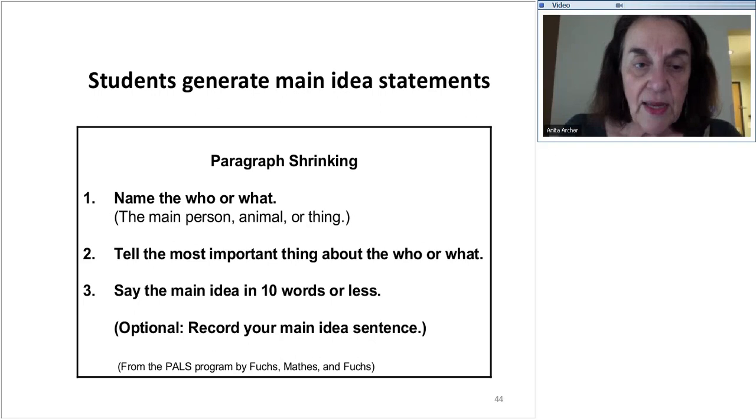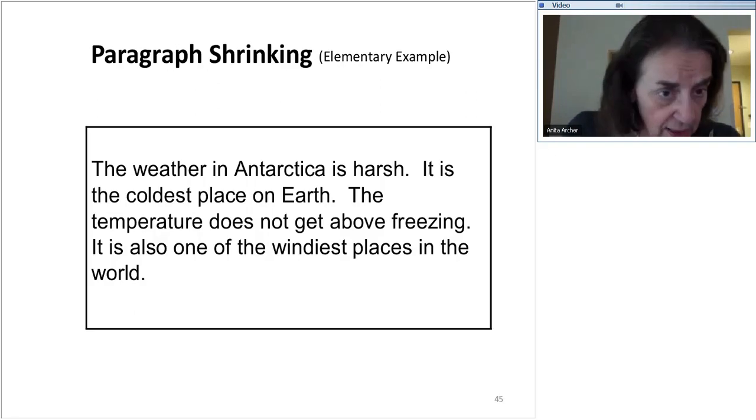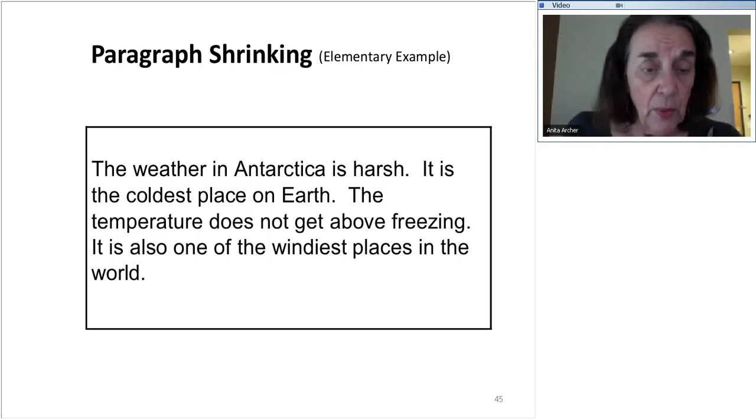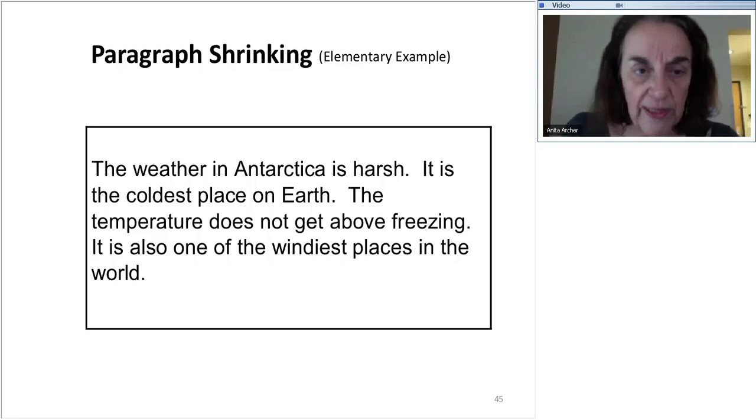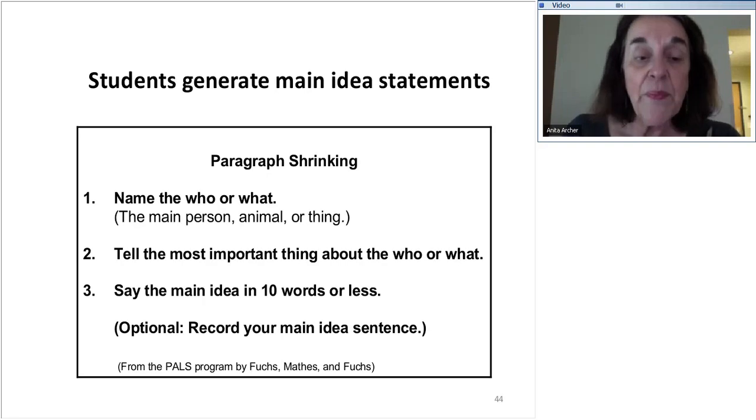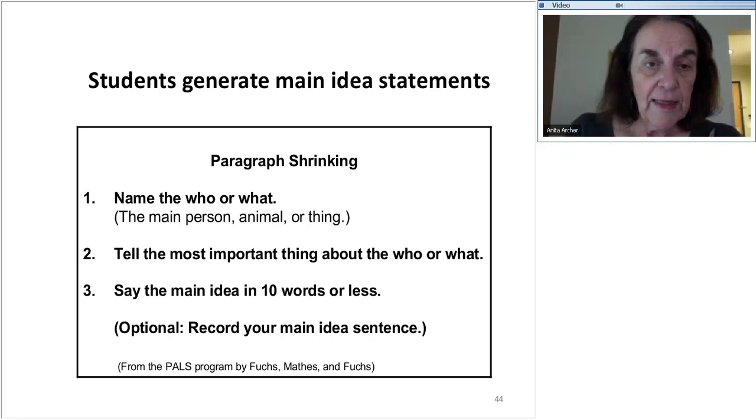And so I say, well, the most important thing is that, let's see, the weather is really harsh and cold and windy. Harsh, cold, and windy sort of sums it up. And finally, I have to say that main idea in 10 words or less. Let's see.